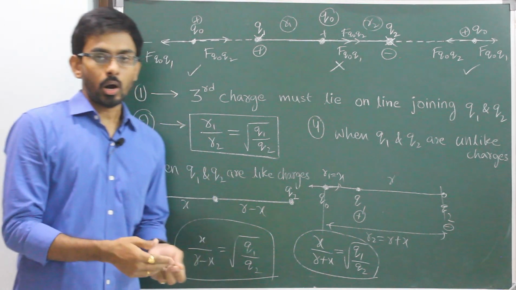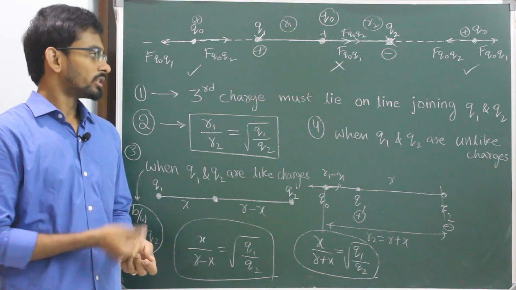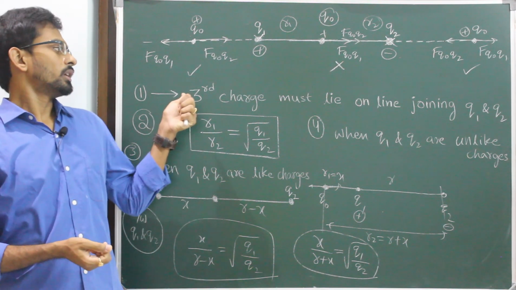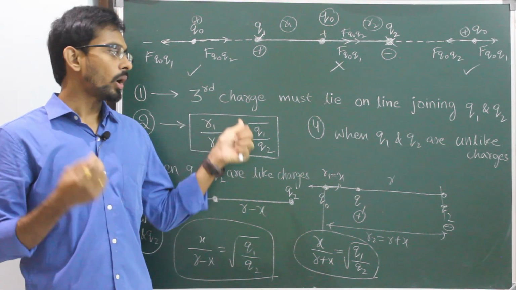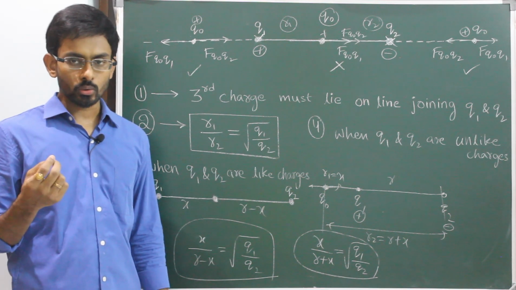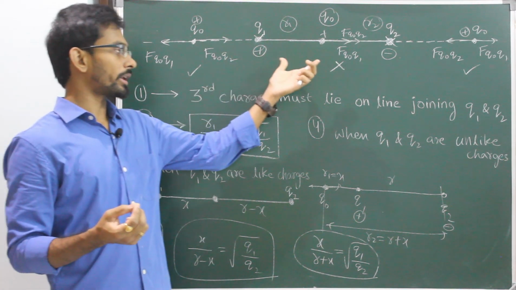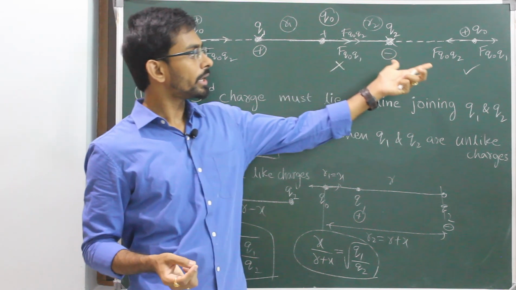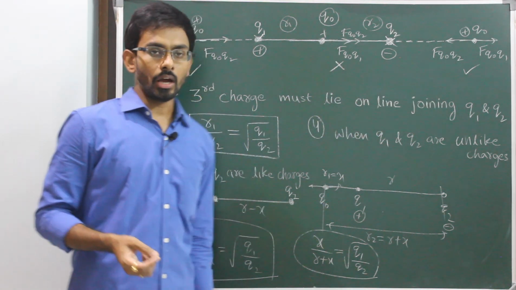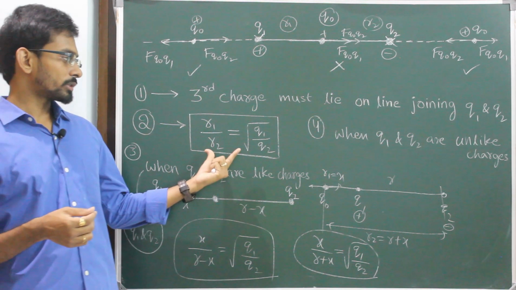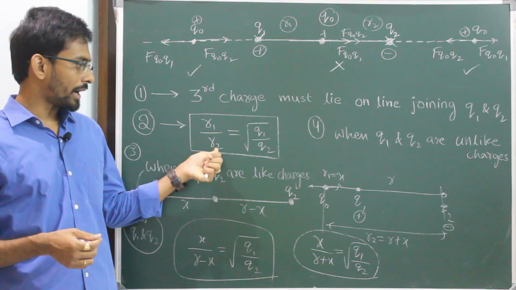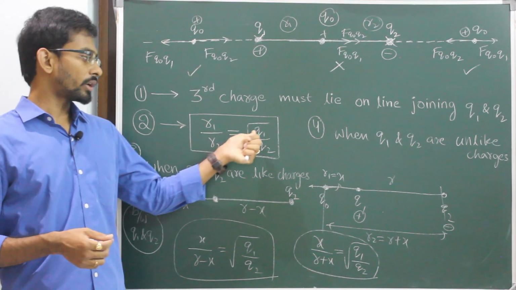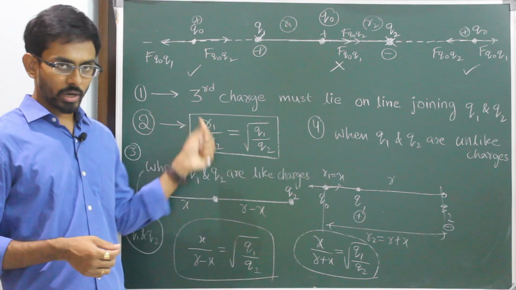So I'll brief how to approach this kind of questions. The first condition we got is that the third charge must lie on the line joining q1 and q2. So it can be towards left, it can be in between q1 and q2, and it can be towards right of it. Now the second condition we got is that the force's magnitude is the same. From there we got the r1 by r2 distance ratio as under root of q1 by q2. So these are the two conditions.